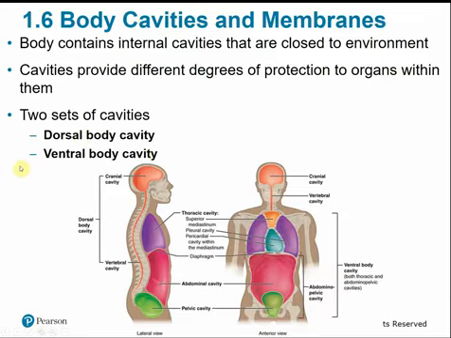So the body contains several internal cavities that are closed off to the external environment, and these cavities provide protection to the organs within them. We have two major body cavities: the dorsal body cavity, containing the brain and the spinal cord in the dorsal or posterior region of the body, and the ventral body cavity, in the anterior portion of the body, containing the lungs, the abdominal organs, the heart, and the pelvic organs.